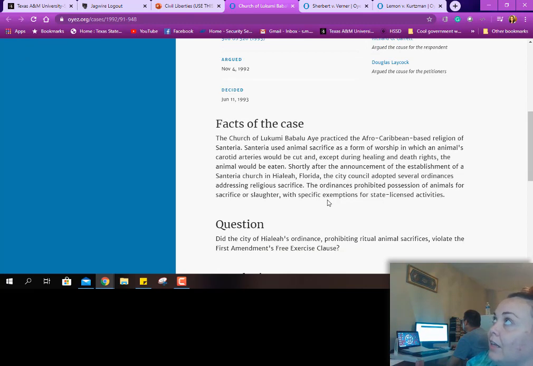Did the City of Hialeah's ordinances prohibiting ritualistic animal sacrifice violate the First Amendment Free Exercise Clause?